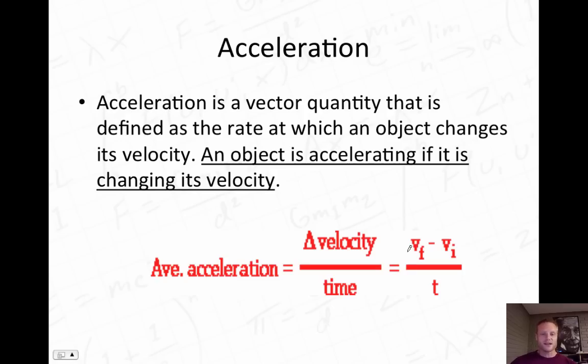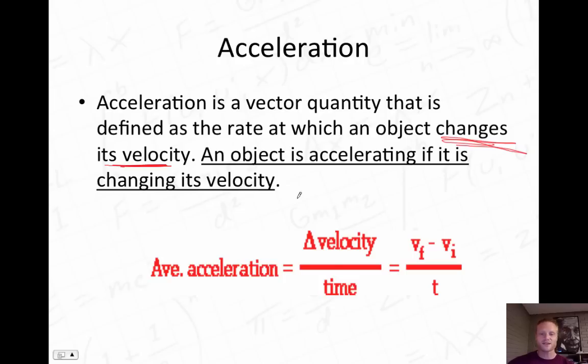All right, acceleration. This is the one that I think people get messed up on the most, and I'll do some picture drawing in just a second. Acceleration is a vector quantity that is defined as the rate at which an object changes its velocity. I should have probably underlined that, but I'm going to underline it right now. Changes its velocity. When I think of acceleration, I want you guys to think of change in velocity.